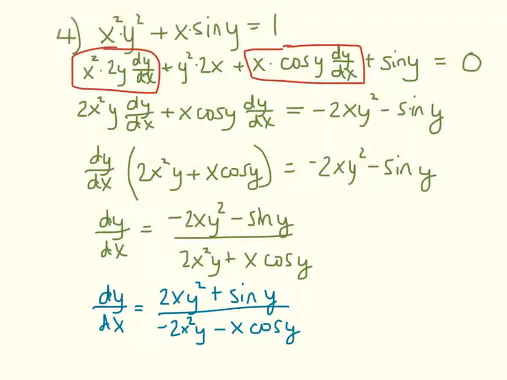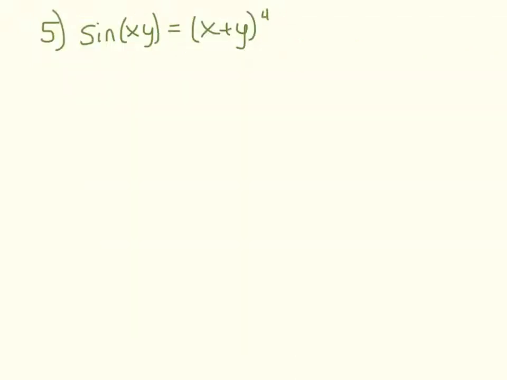So take a breath and see, maybe they figured it out differently. Okay, last one of this type. Sine xy is equal to (x plus y) to the fourth. So this is a big one. We have chain rules on both sides of the equal sign.